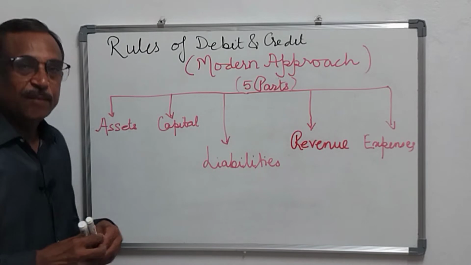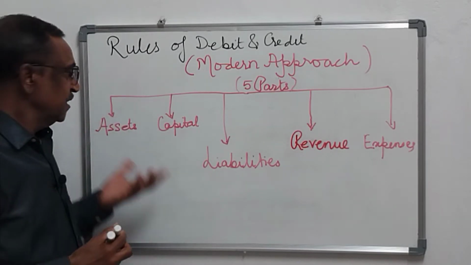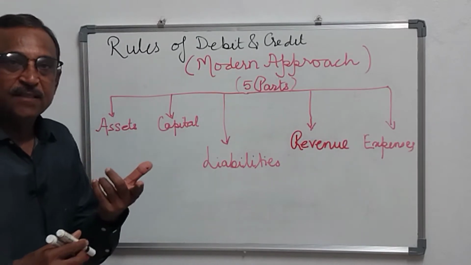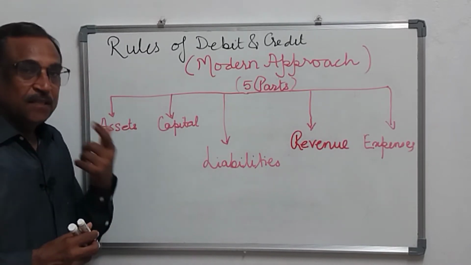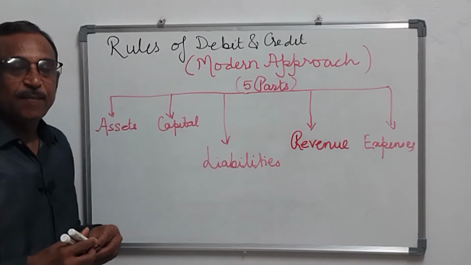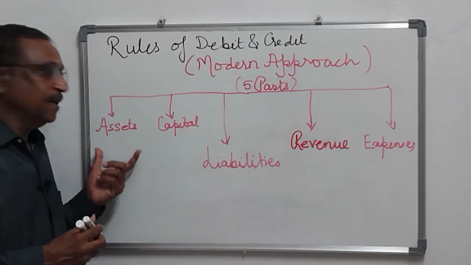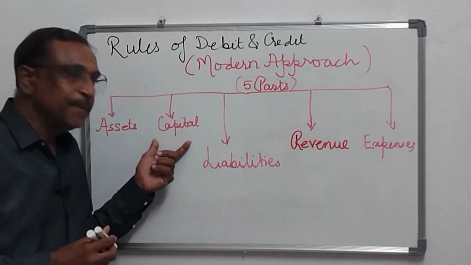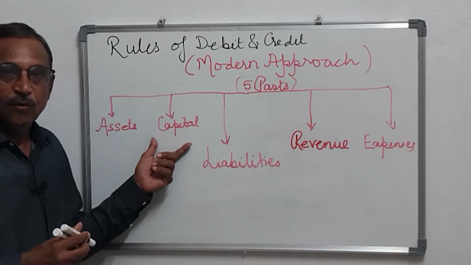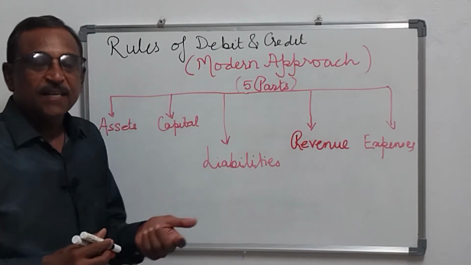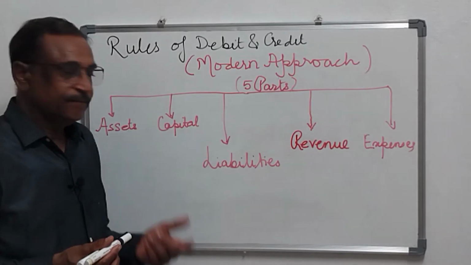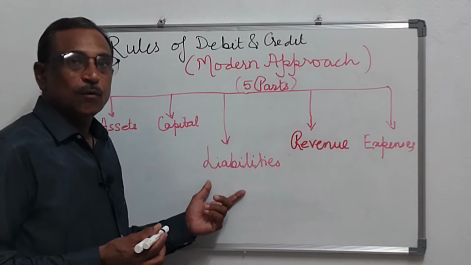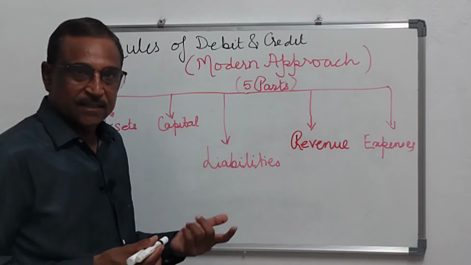So, before we proceed, let us revise what these terms mean. First is assets. Asset means things of value owned by the business. That means these are the properties owned by the business and these have some value. Clear? And capital is the amount invested by the owners in the business to start and to expand business. And liabilities means the amount payable or the amount owed by the firm to the outsiders.